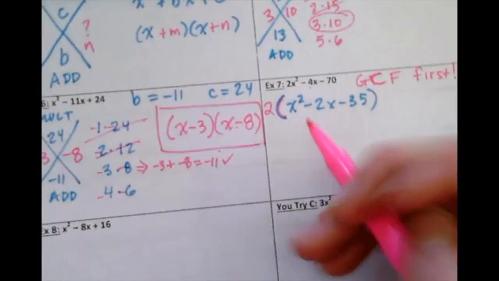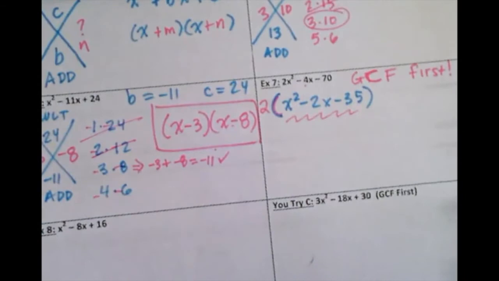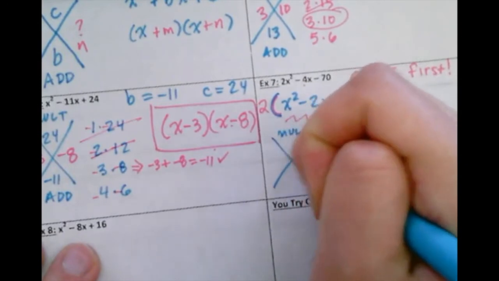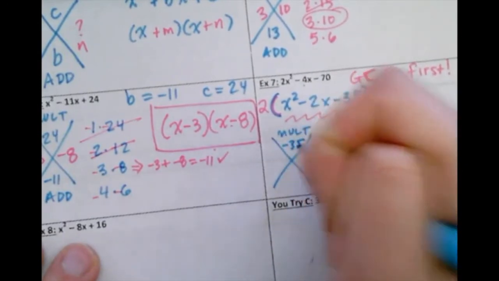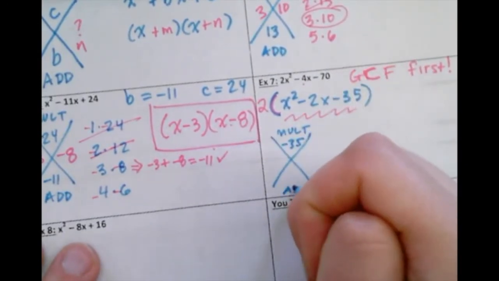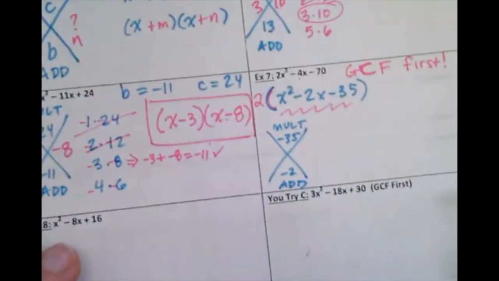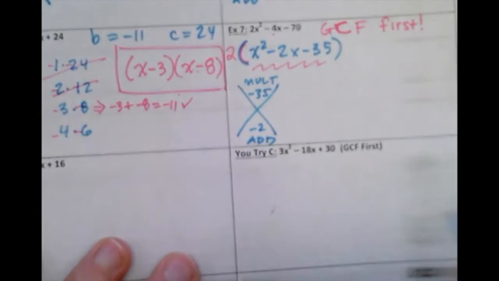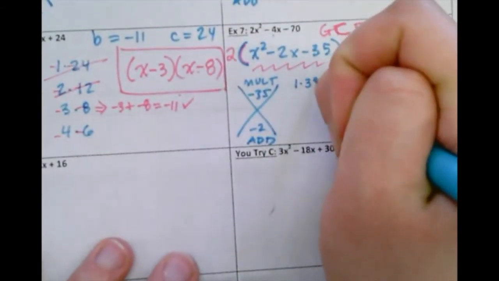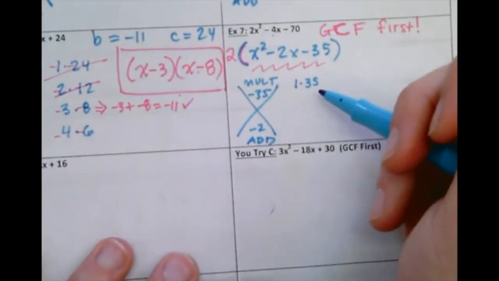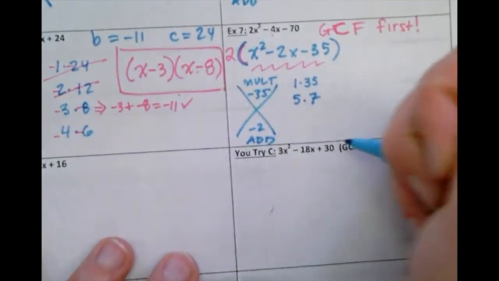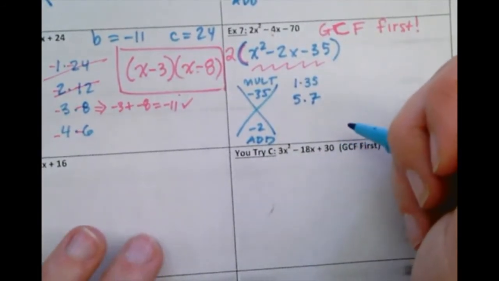And now I'm zooming in on what's inside of the parentheses, and that's what I'm going to use to set up the X method. So I need something that will multiply to be negative 35 and also add to be negative 2. So I'm going to list out my factors of 35. So that would be 1 and 35, 2 doesn't go into 35, 3 doesn't go in, 4 doesn't go in, 5 goes in 7 times. And that's all there is, right?